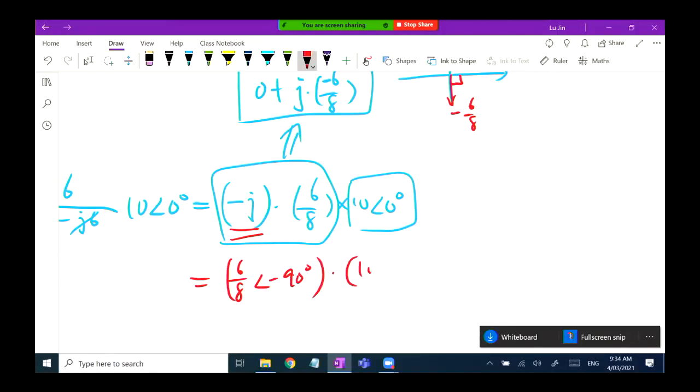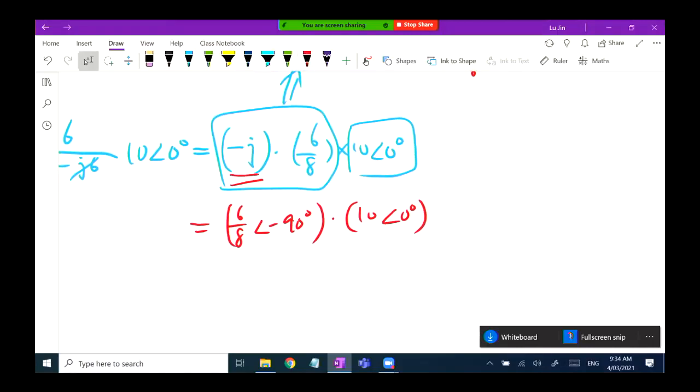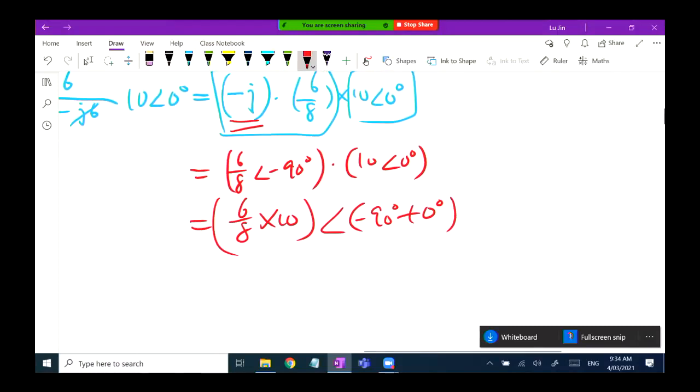And then multiply the next term, this whole thing. So when you calculate the product between two phasors, the result will be a new phasor representation. The magnitude of this new phasor will be the product of the two magnitudes, so 6/8 multiplied by 10. The angles will be added together, which is negative 90 degrees plus 0 degrees. So the result is 60/8. Again, I don't have a calculator. I leave that like this, with negative 90 degrees.